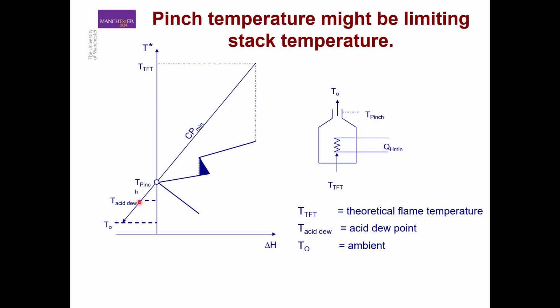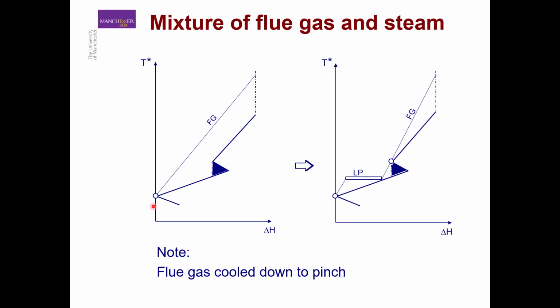So we may not always be able to extract heat down to the dew point temperature, depending on the shape of the composite curve and the location of the pinch in relation to the dew point temperature. So now what happens if we want to have two utilities supplying our process heating requirement, one of which happens to be the flue gas or possibly any other sloping utility such as the hot oil circuit here, and a utility such as steam, for example.